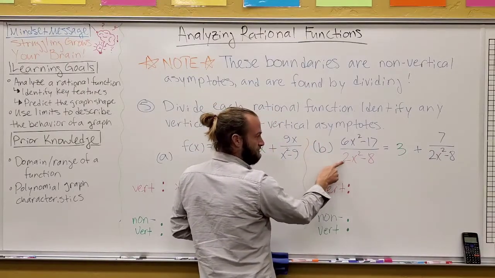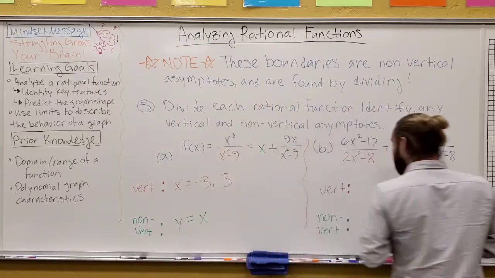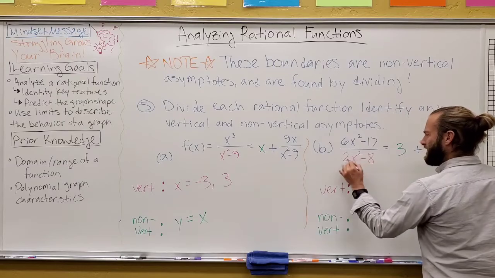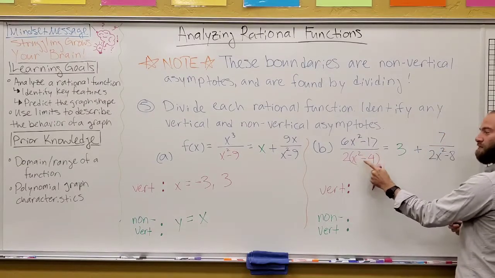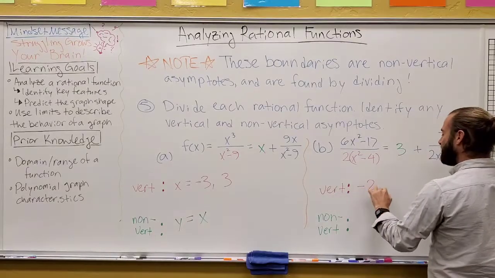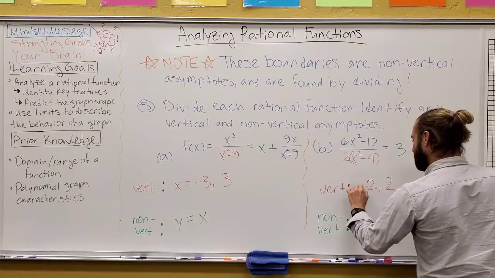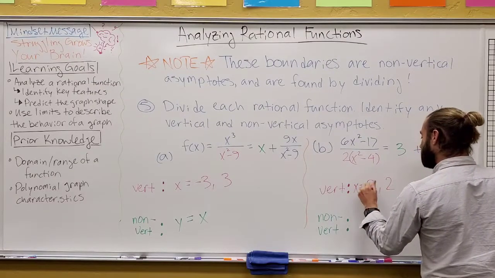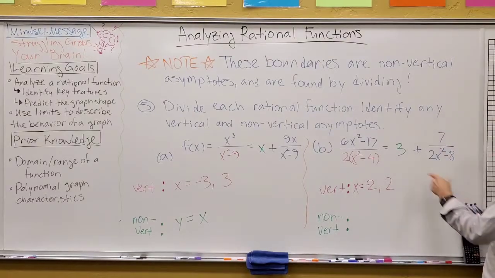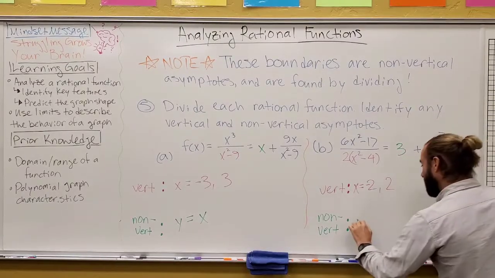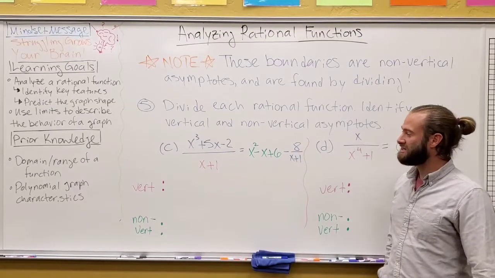So vertical asymptotes, again, what makes the bottom equal to 0? In this case, it may help you to factor the 2 out, and then in parentheses we have x squared minus 4, and then you can see, oh okay, that's -2 or +2. So x equals -2 or +2. Those are our vertical asymptotes. And then we have another asymptote at the line y equals 3. Okay, on to C and D.